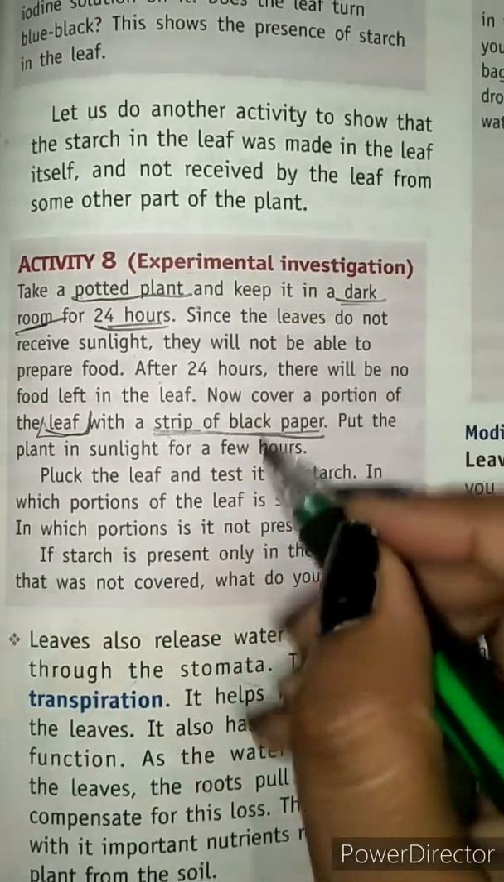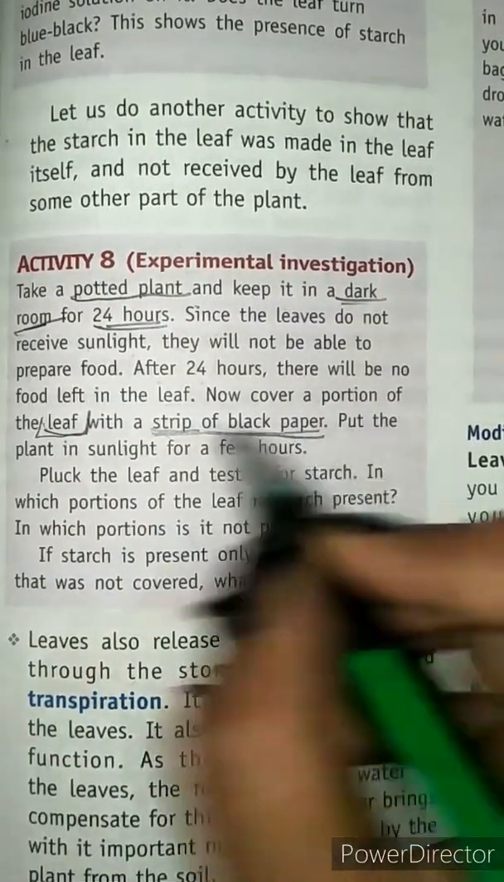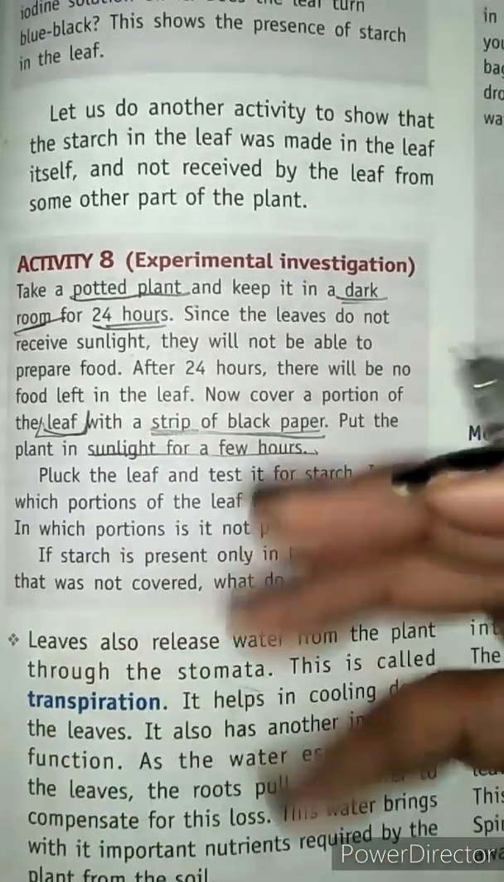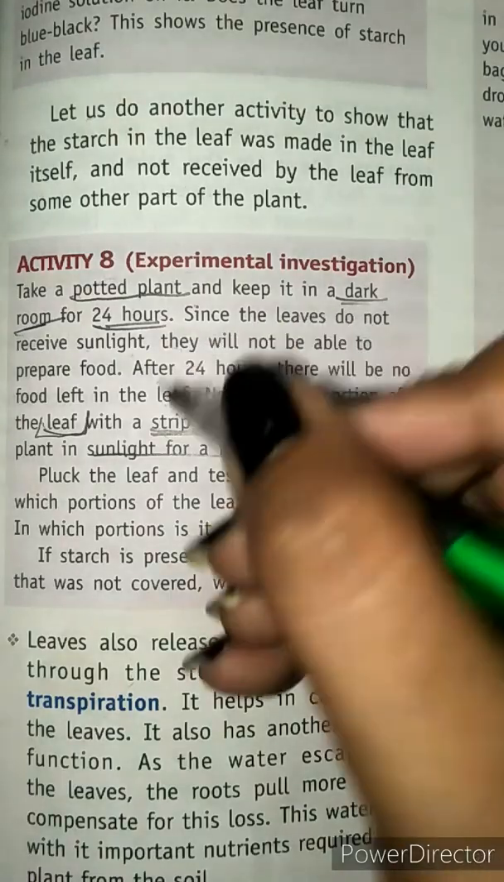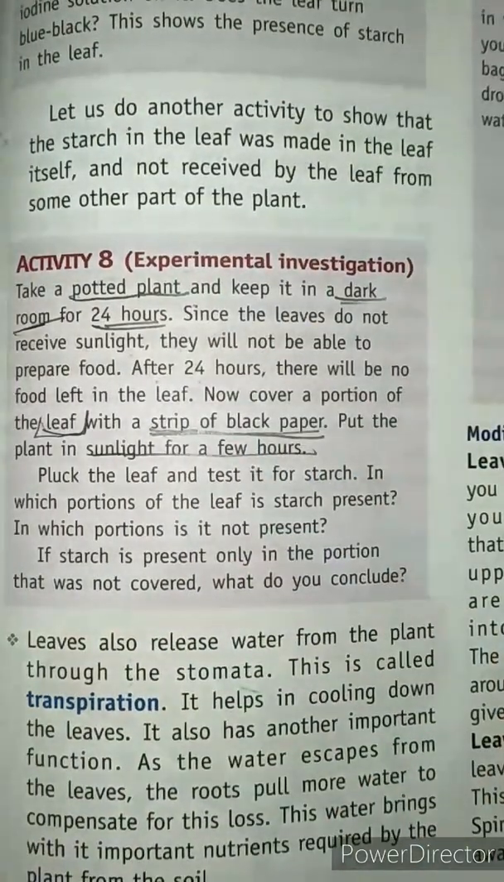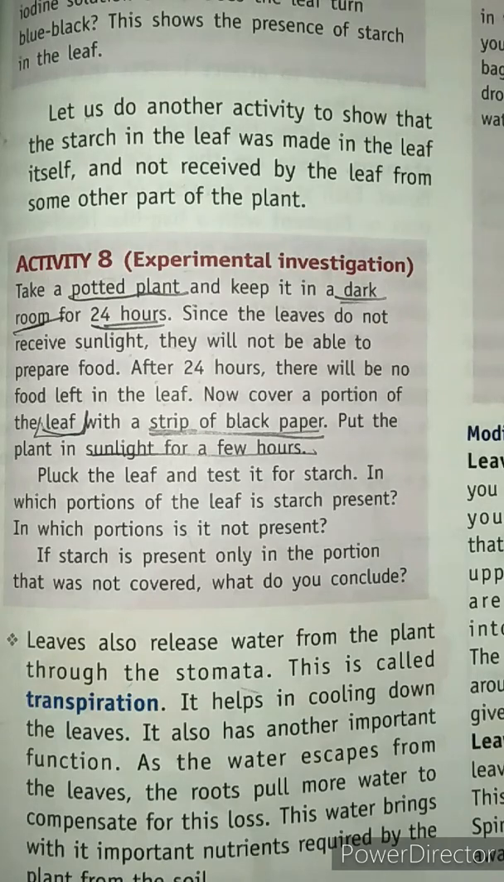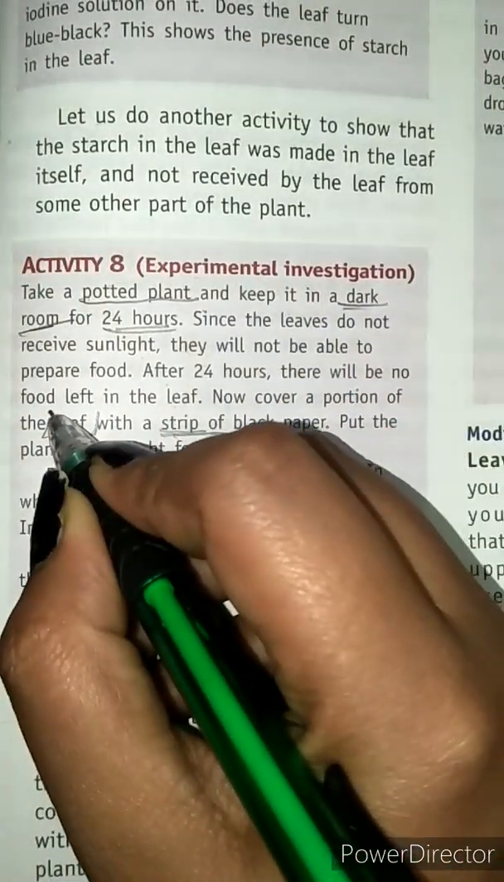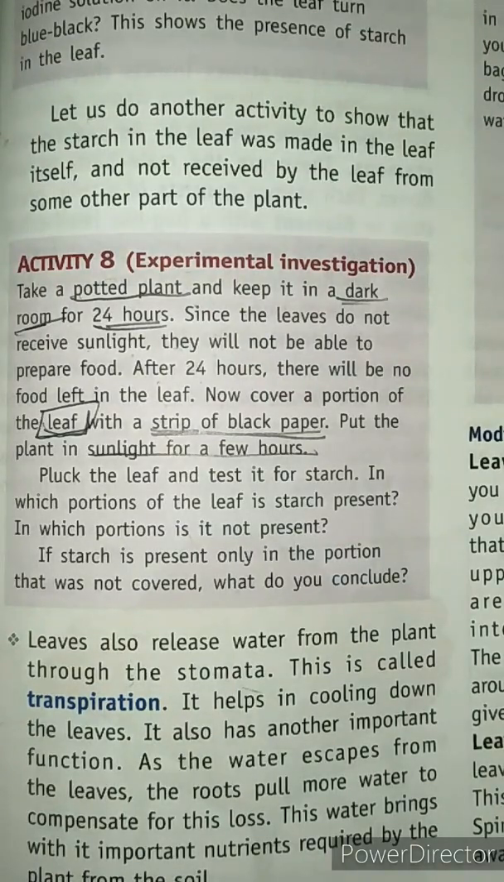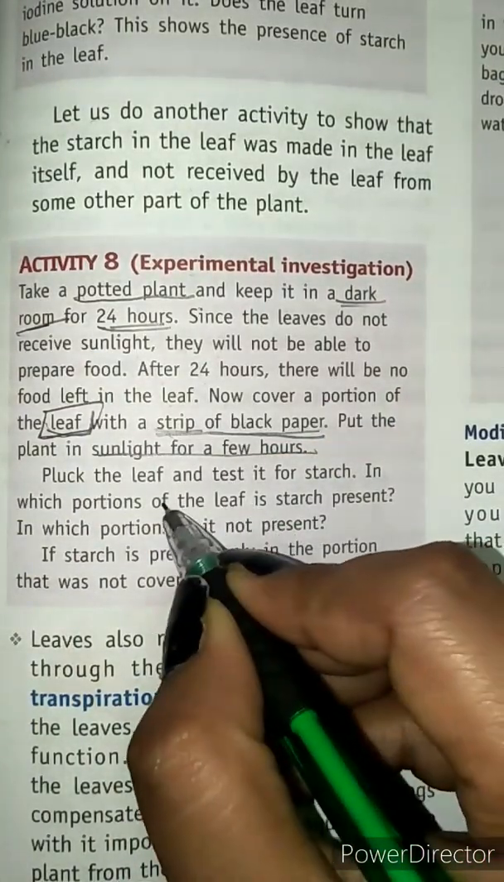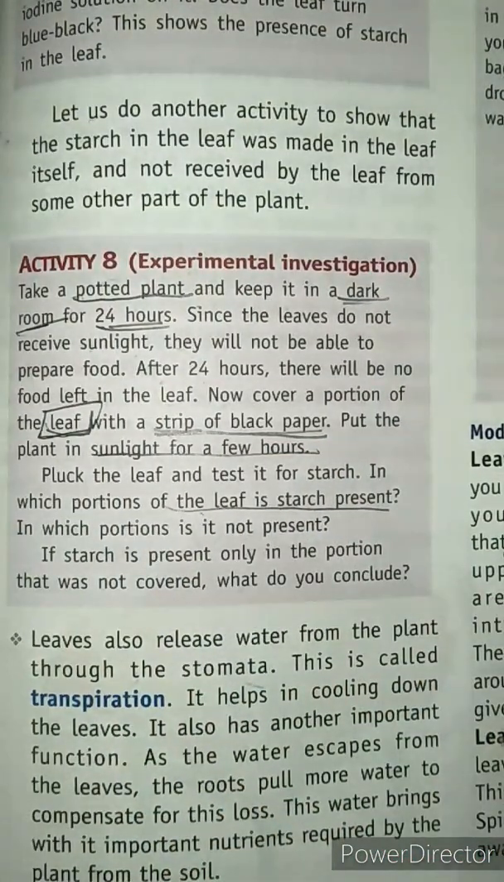And afterwards, put this plant in the sunlight for a few hours. Clear? So here we again put this whole plant in the sunlight. After that, what do you need to do to find starch in it? Afterwards, pluck the leaf that we covered with the black strip of paper. Clear? And afterwards, just do the starch experiment.